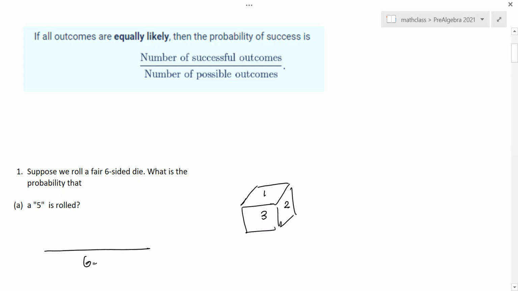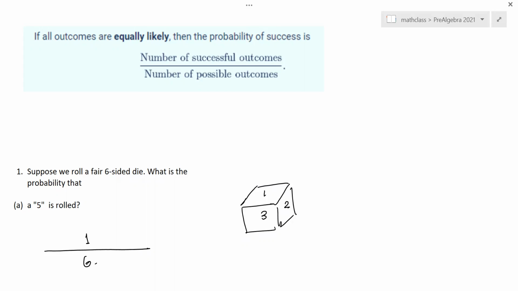Then the number of successful outcomes, which is what you want to get, is only 1, which is 5. Only one number is 5 among the 6 numbers. So that's why the probability is 1/6. That's simple, right? Good.